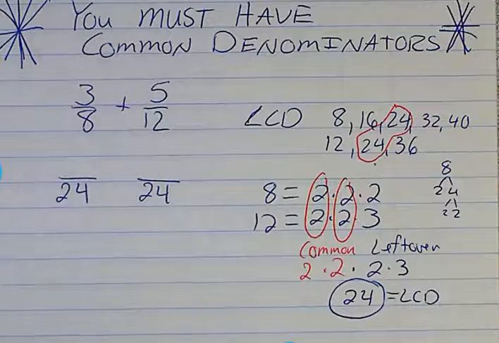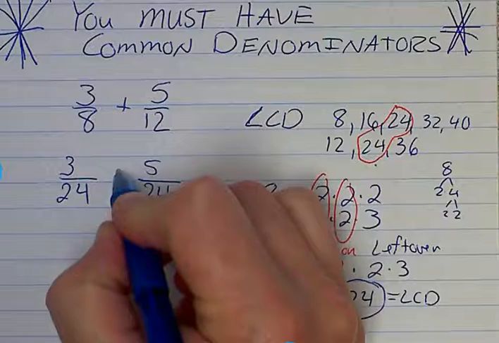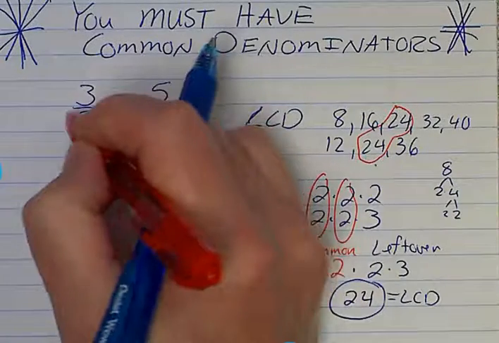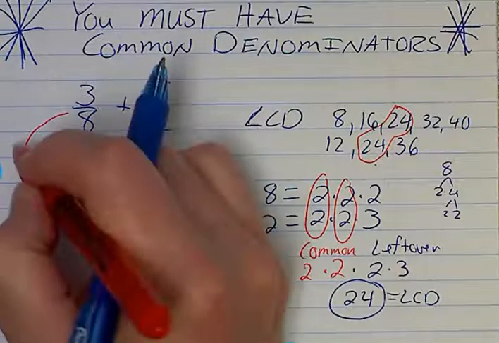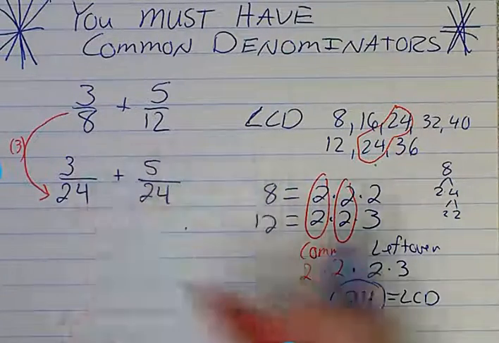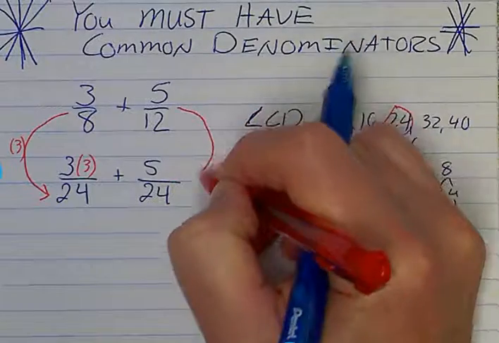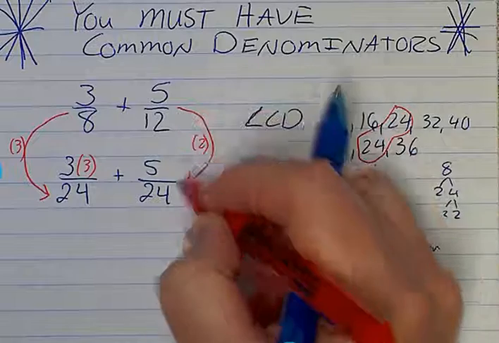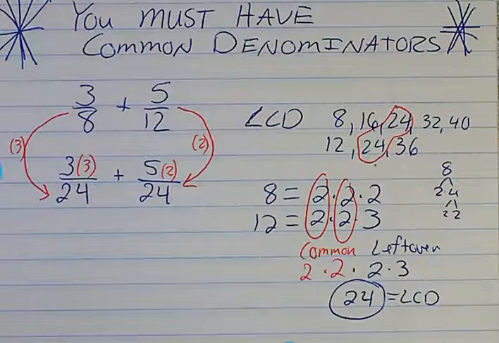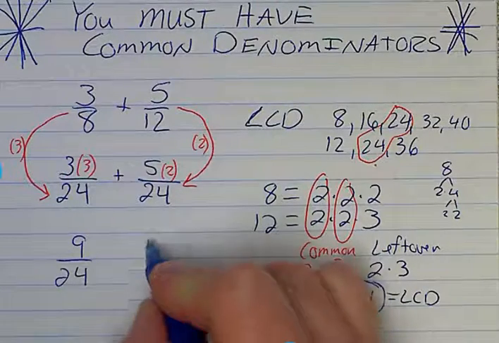We had our common denominator was 24. And we're going to kind of do it a little different here. Alright, so to go from 8 to 24, what do you have to multiply by? Multiply by 3, right? And whatever you do on the bottom, you got to do the same thing on the top. So the top part we have to multiply by 3. From 12 to 24, multiply by 2. So 5 times 2 on the top. So for that one, we're going to get 9 over 24 and 10 over 24.